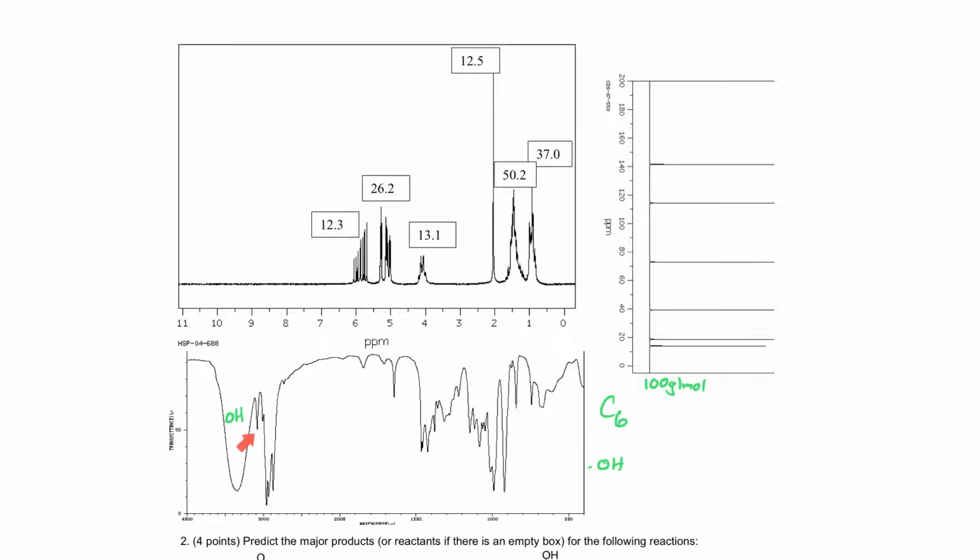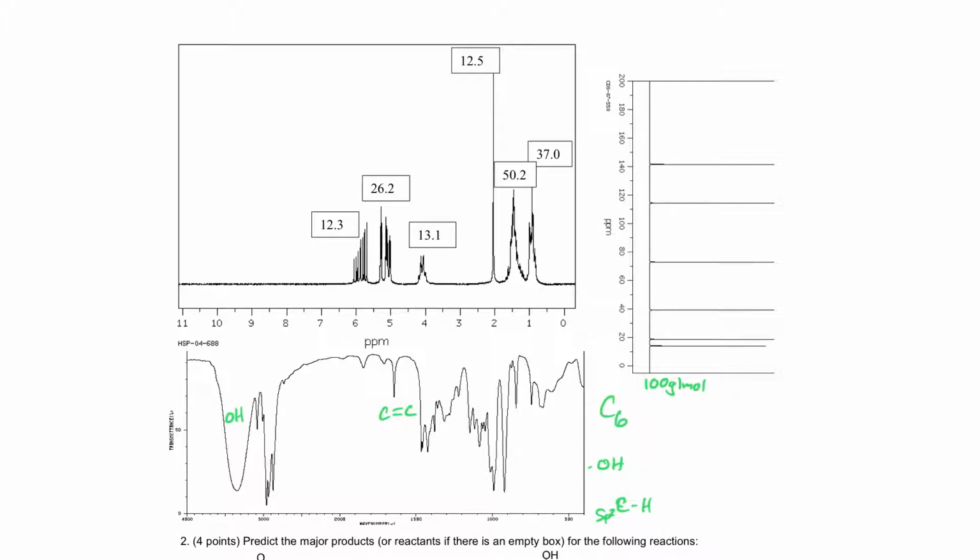Other things that are interesting, this peak right here is just above 3,000, so that is most likely some sort of hydrogen on an alkene. So we have CH of the sp2 variety. And this peak here that's near 1650 or so has medium to weak absorbance. That is most likely a CC double bond. And I expect to see that because I already observed this peak right here that indicates I have some sort of hydrogen attached to an sp2 carbon. And that's really all the information I want to get from this IR spectrum.